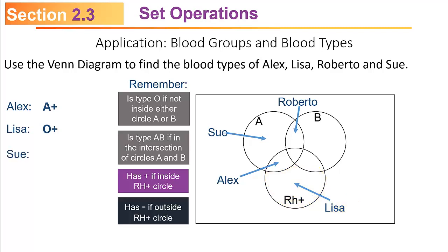Sue is inside the A circle, but not in the overlap. But Sue is not in the RH positive circle, so Sue is a negative. Sue would be A negative. And finally, Roberto is in the overlap between A and B, so Roberto is an AB, but Roberto is not inside the RH positive circle, so Roberto would be an AB negative. So you can see how easily this works once you remember those 4 things in the remember column.